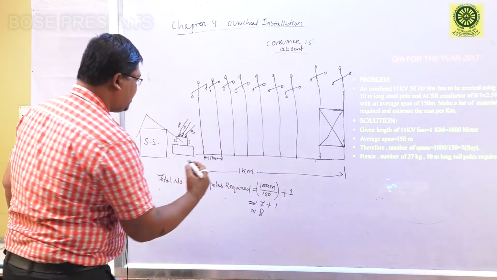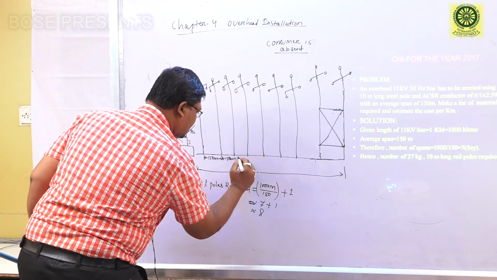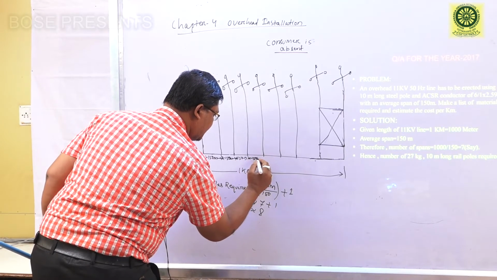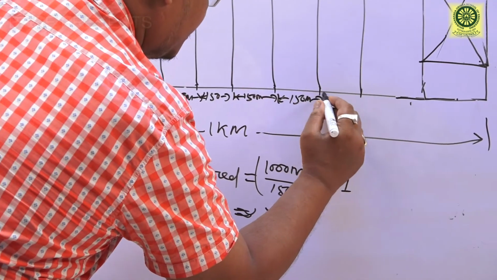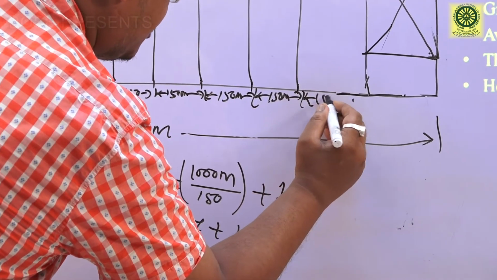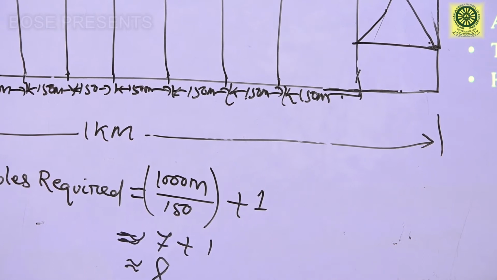So each distance is 150 meter. This is 150 meter, this is also 150, this is also 150, this is also 150, this is also 150. And the final one is the H-pole structure.